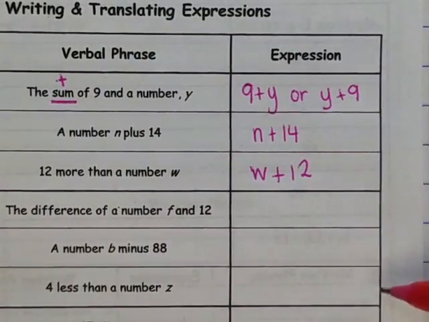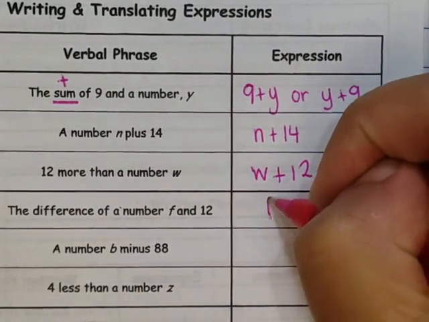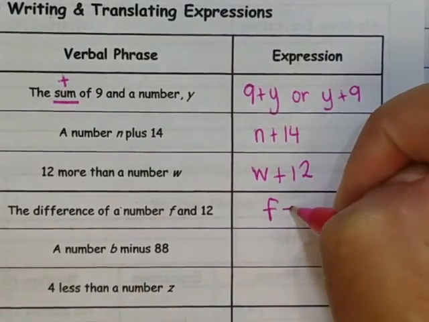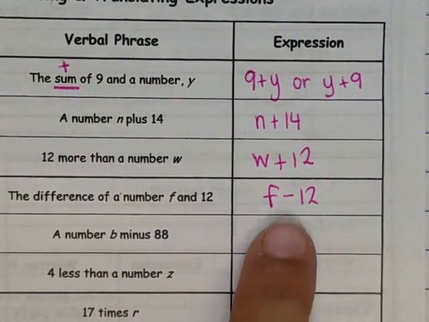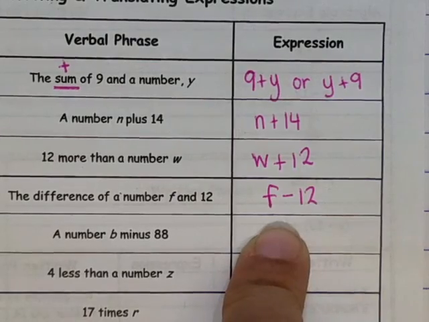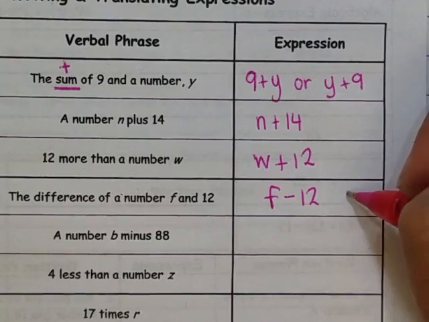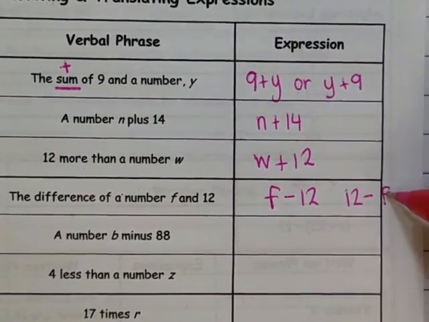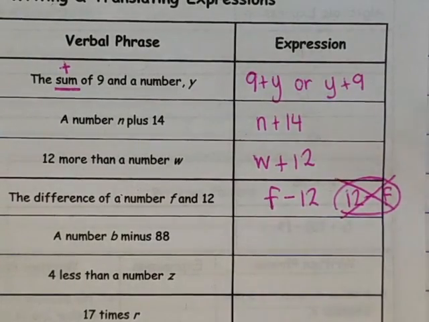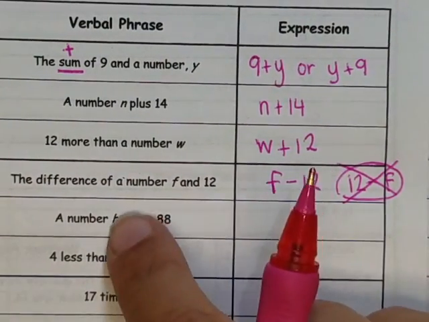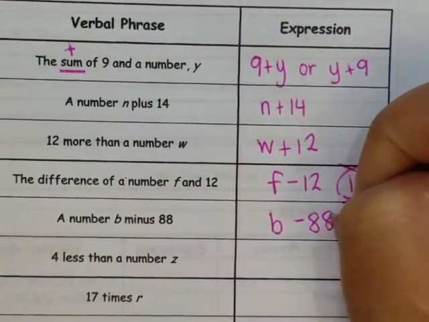All right, this next group is dealing with subtraction. The difference of a number f and 12. We know that we're finding the difference between f and 12, so f minus 12. But remember, 12 minus f would not give us the same value, so please don't mix those up. If you did 12 minus f, I'm going to circle it and say nope, it's not the same amount. A number b minus 88, so b take away 88.